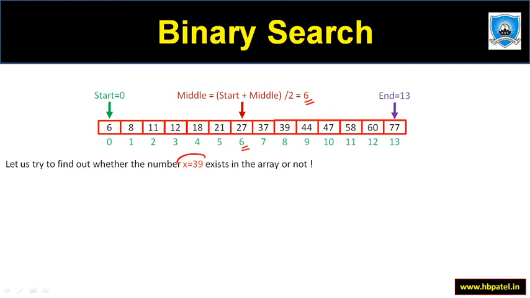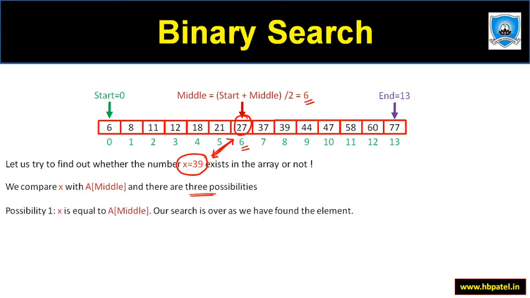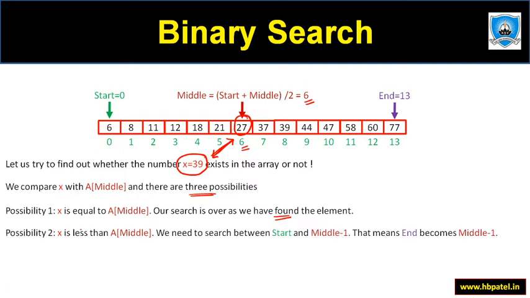Now compare the element that you are searching for with this element, 27. When you compare these two things, there are 3 different possibilities. For example, when we compare x with a of middle, there are 3 different possibilities. First, if both the things are the same, then you have found the element. If this is 39, then done. But in our case, this is not the case. Now, if x is less than a of middle, where x is 39 and a of middle is 27, is 39 less than 27? No, this is false.